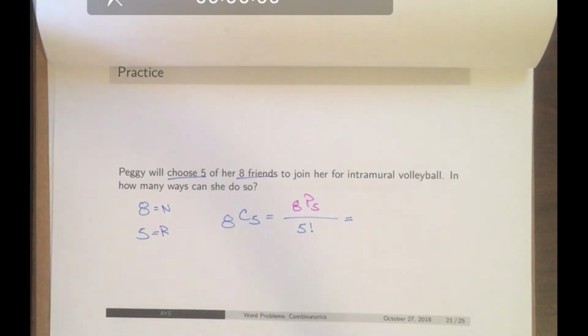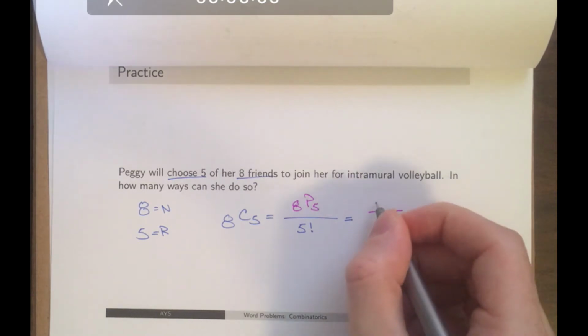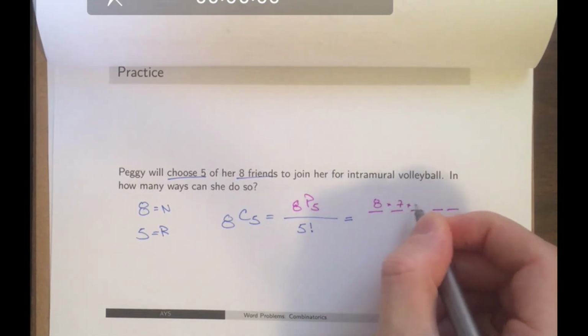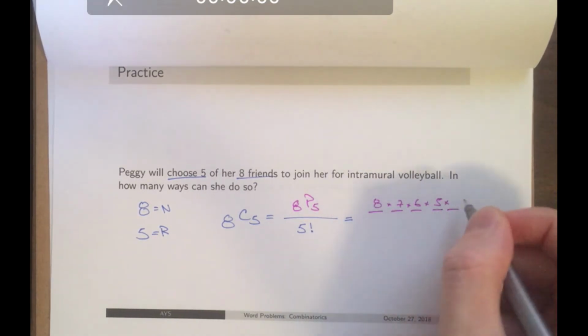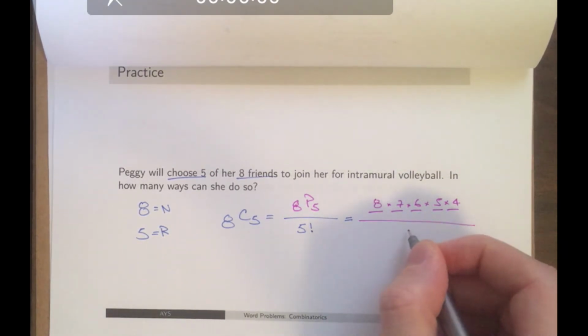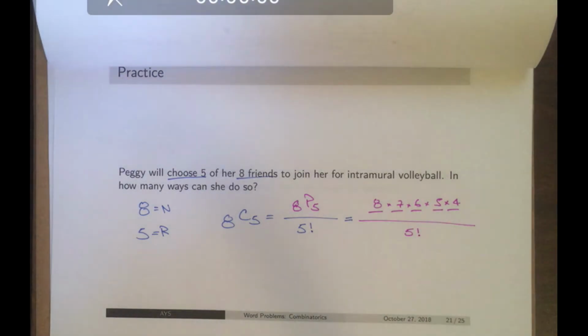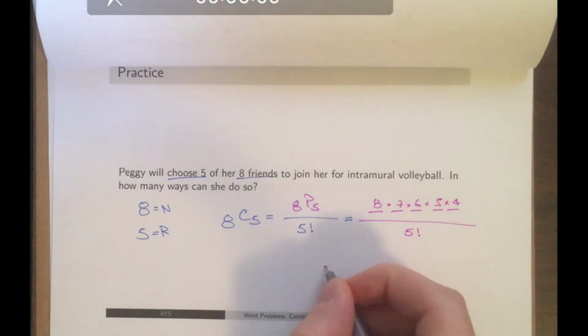Well, what's 8 choose 5? I make 5 seats. I do 8 times 7 times 6 times 5 times 4. 1, 2, 3, 4, 5. Perfect. 5 seats divided by 5 factorial. And I would do this on my calculator. And after I would do this on my calculator, I would get 56.